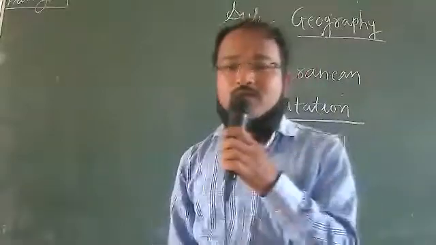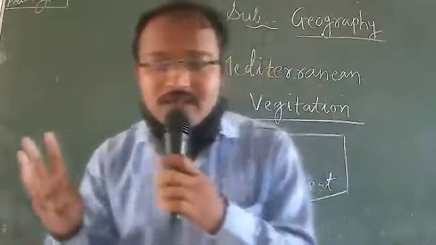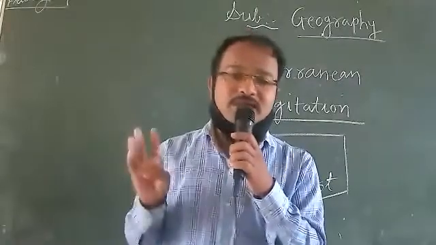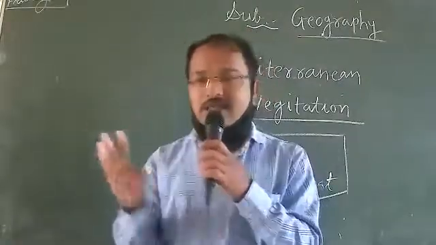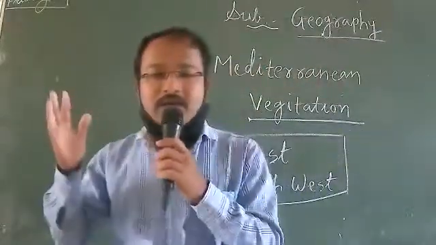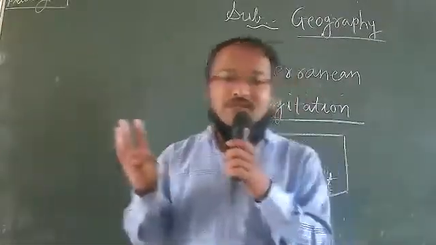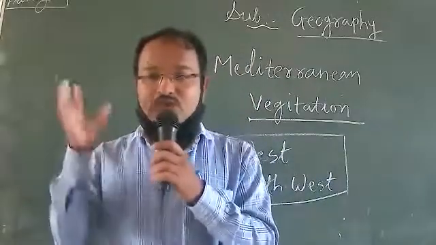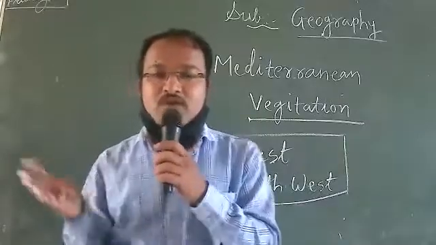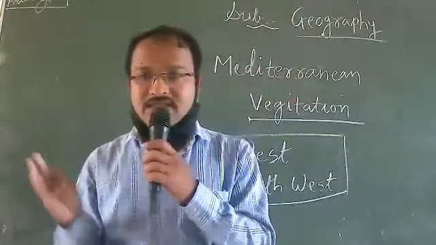So that is about Mediterranean vegetation. Which important points are there? The west and southwest margin of the continents. The main point is that Mediterranean vegetation is located where? West and southwest. This is a very important point. West and southwest margin of the continents, and what types of fruits are there? Citrus fruits are found there.